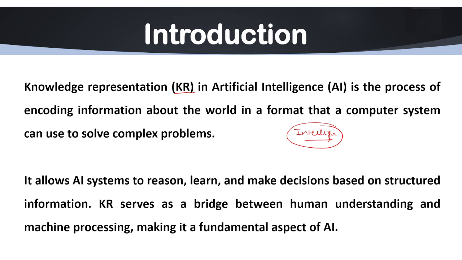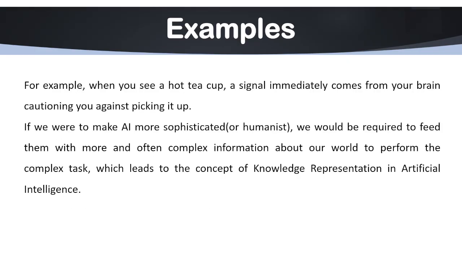Now, let's just take an easy example first. As you can see here, when we see a hot teacup, a signal immediately comes from your mind cautioning you against picking it up. We can say how our brain processes sensory information and past experiences to make quick decisions. Similarly, an AI system needs a structured way to store and process knowledge to act intelligently.